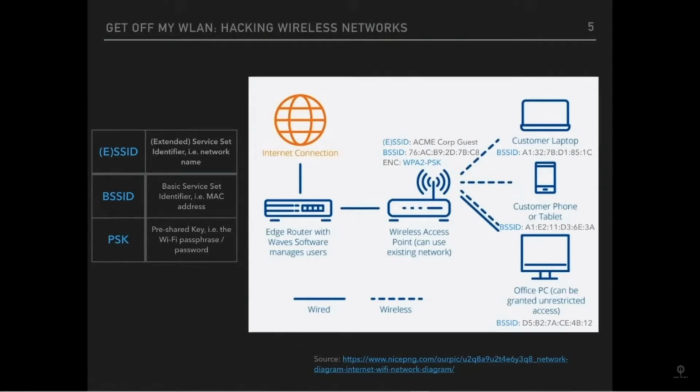The next term we should know is the BSSID, or Basic Service Set Identifier. This is often referred to as the hardware address or MAC address. Underneath that, we can see the encryption type of the network, which is WPA2, which we'll cover in a second, -PSK. PSK stands for pre-shared key, and this is also referred to as the Wi-Fi passphrase or password used to connect to the network.